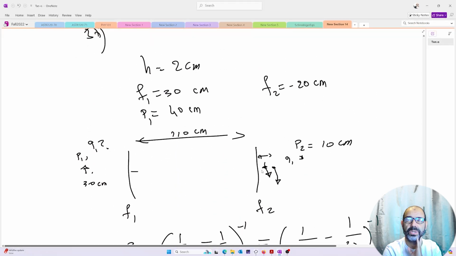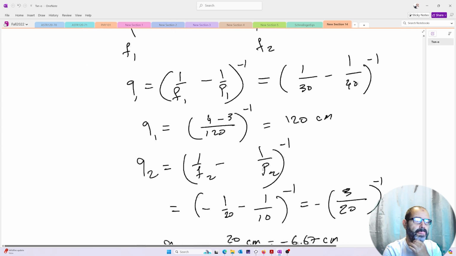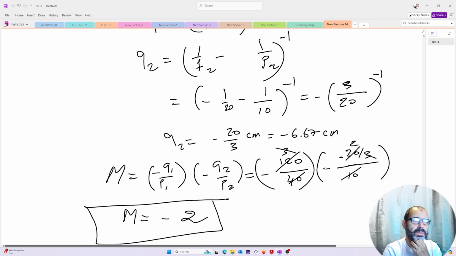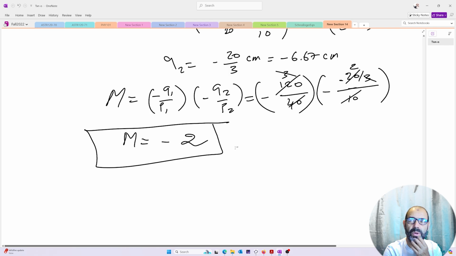The second lens, which creates virtual images, never inverts stuff. It keeps them in the same direction, okay? Hence its value is positive in here. But the first one had a negative value, so that's why the overall is negative. Okay, so we answered the first part.